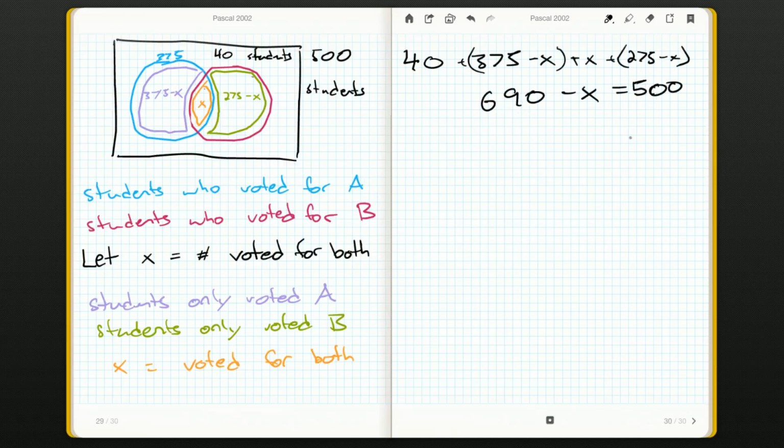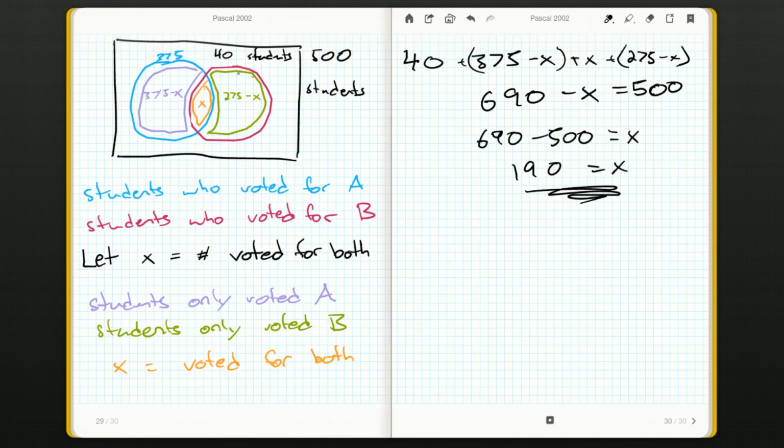So we can rearrange this. We can get X over here on the right. We get 690 minus 500. And that gives us 190 is equal to X. And that's what we wanted. We wanted the students who voted for both.